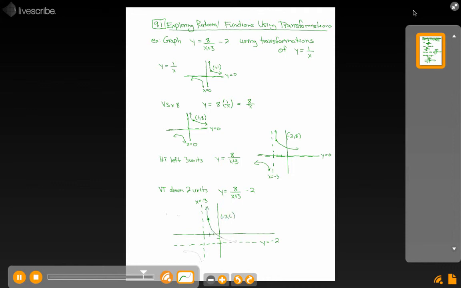The shape, kind of the same shape we've been drawing, something roughly like that. I can see the asymptotes have moved, and I can see that the curve is going through a correct point, so you could get full marks for an answer like that on a quiz.